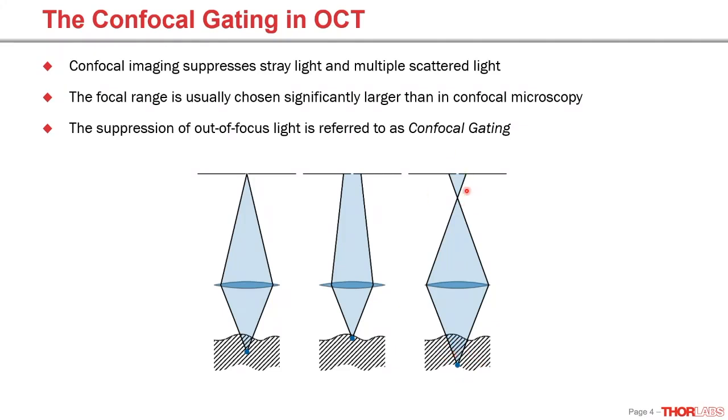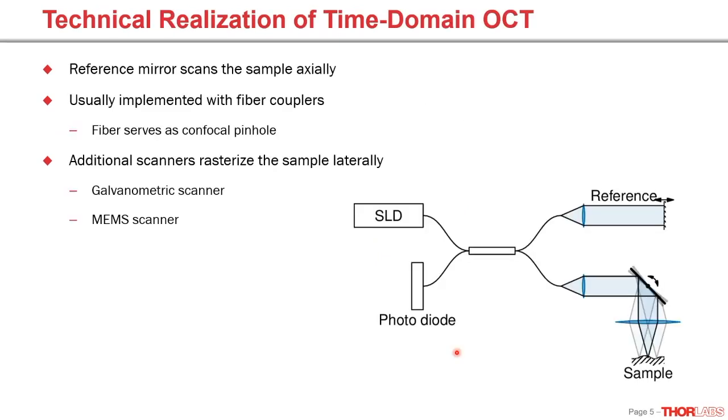However, you use a much lower numerical aperture, so much lower resolution compared to confocal imaging, so that you really get an entire depth range that you can cover. And the technical realization usually looks similar to this one. You have a broadband light source, which can actually be a superluminescent diode.